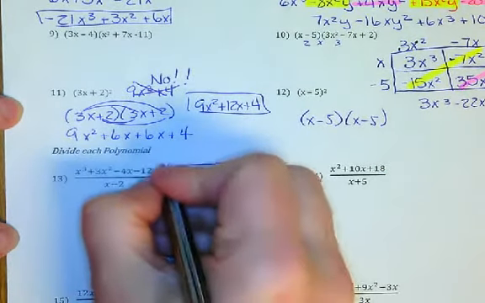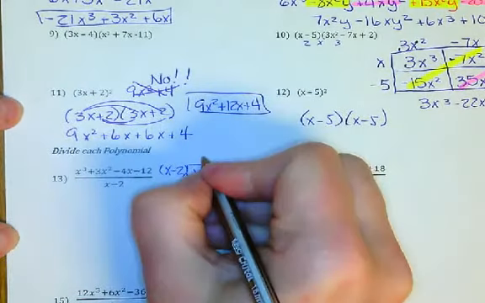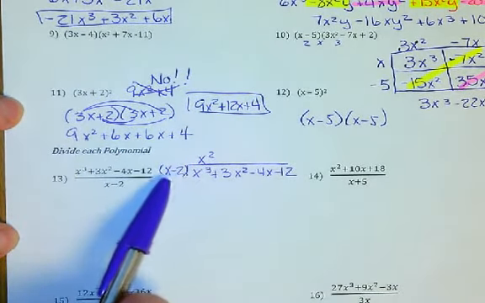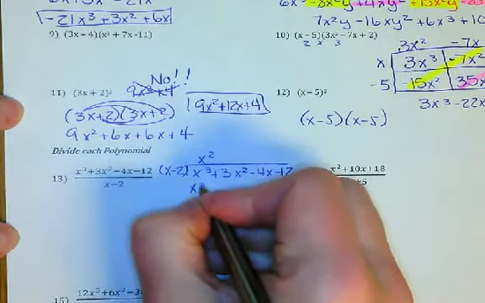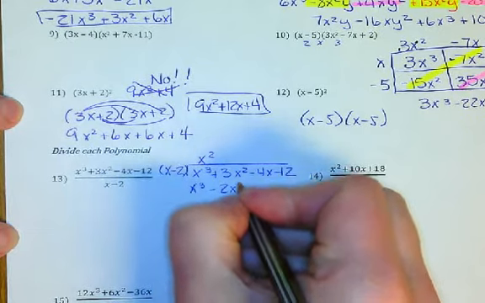Okay, so the first thing I'm going to ask myself is what do I multiply x by to get x cubed? Oh, well, I multiply by x squared. Now I need to make sure I multiply the x squared by both things in here. So x squared times x is x cubed. X squared times negative 2 is negative 2x squared.